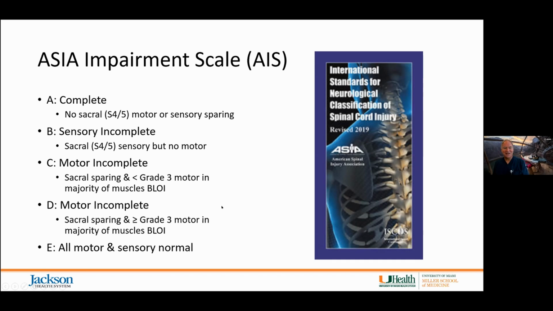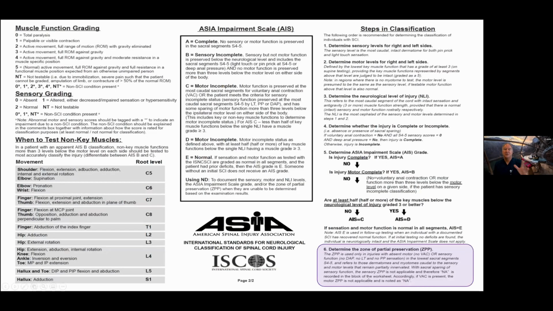So just because they have ASIA Impairment Scale E, keep in mind that they can still have significant medical complications because of spasticity. So these are the steps.